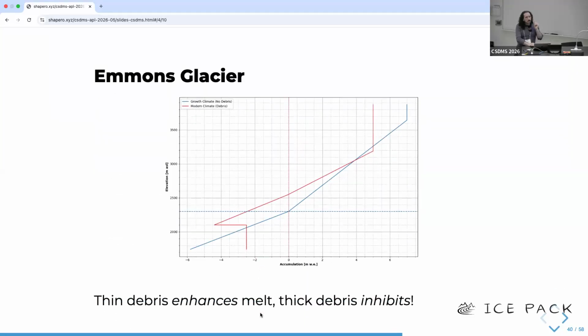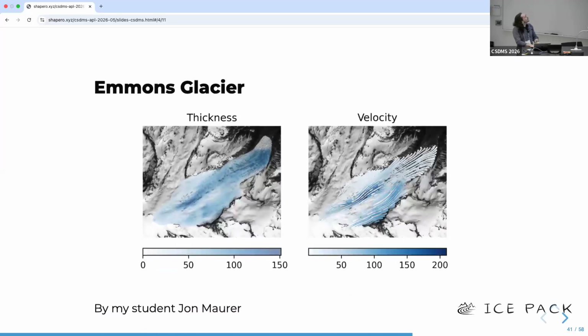One of the interesting things about the Emmons is that it's covered in debris. So he did a lot of work on what is the right surface mass balance to put in. So debris is funny because it's black. So it enhances melt at low thicknesses, and it inhibits melt at greater thicknesses. So it's weird because debris-covered glaciers are longer than you would expect them to be just based on the climate. And so he did a lot of work on that.